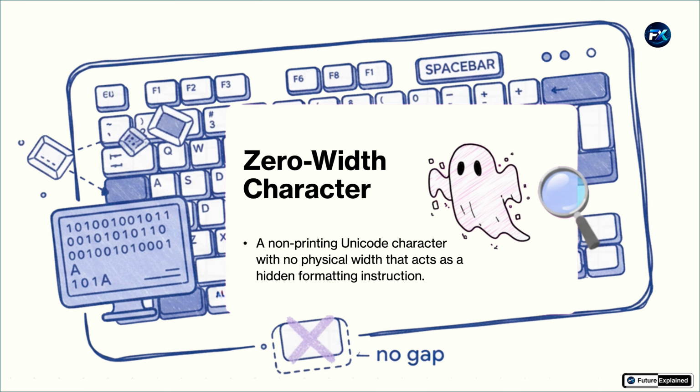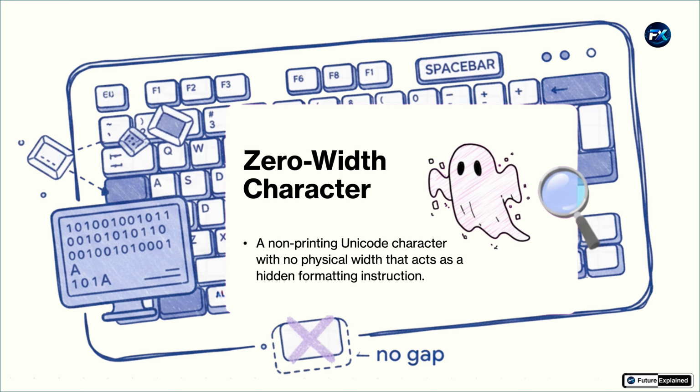So to really understand how this works, we need to quickly define what a zero-width character actually is. Basically, it's a non-printing Unicode character. It has absolutely zero physical width on a screen. You know when you press the spacebar on your keyboard, you create a visible, empty gap? Well, a zero-width character is effectively widthless. It doesn't render a shape, it doesn't render a gap. Instead, it acts purely as a hidden formatting instruction.